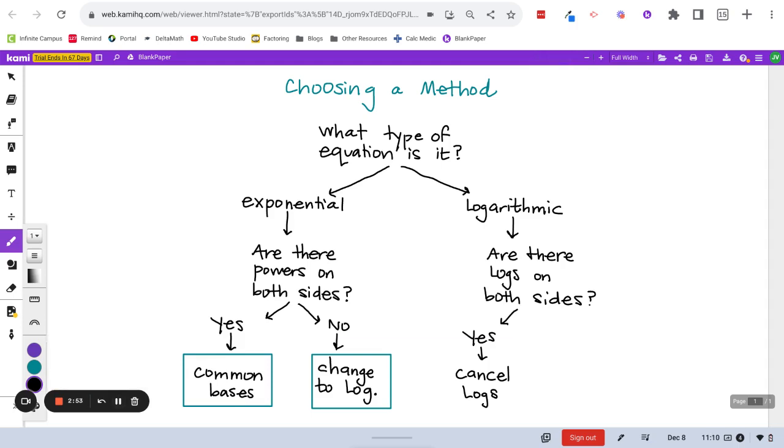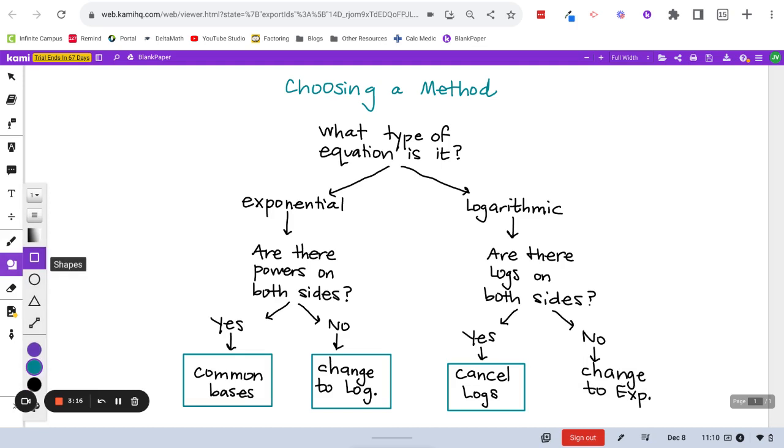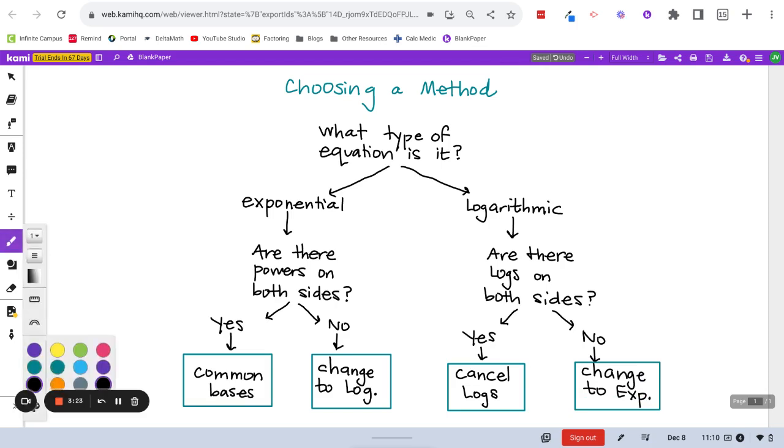Okay, so you can cancel your logs if you get log on each side with the same base, sort of like common bases before. If there's not logs on both sides, then we're going to have to change it to exponential. And this probably resembles a chart that maybe you've seen before, but it's all about looking at both sides, and that means both sides of the equal sign.